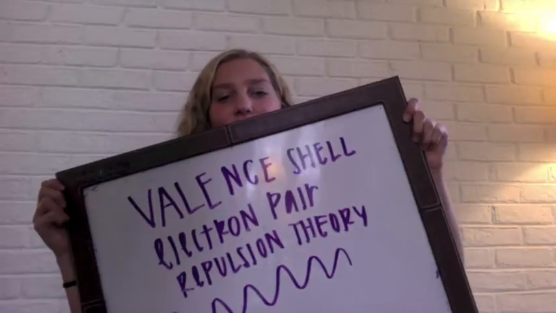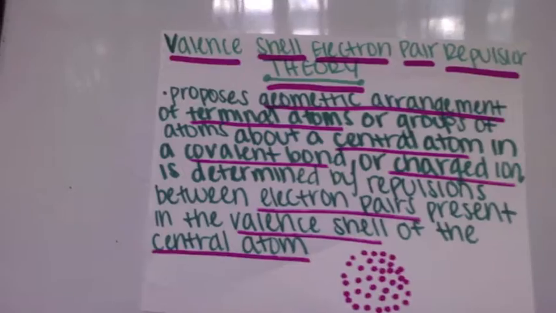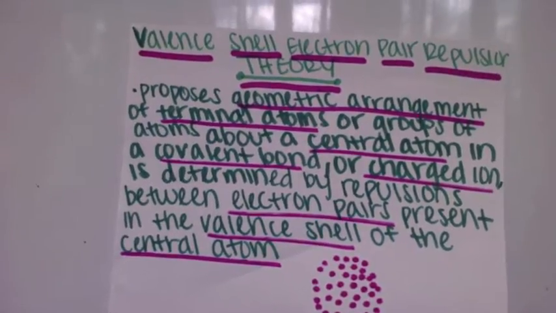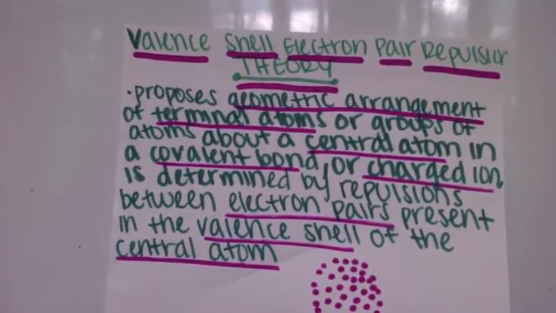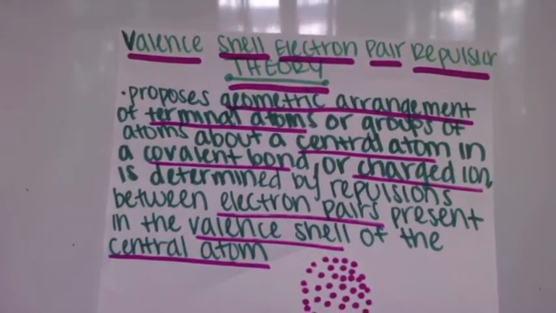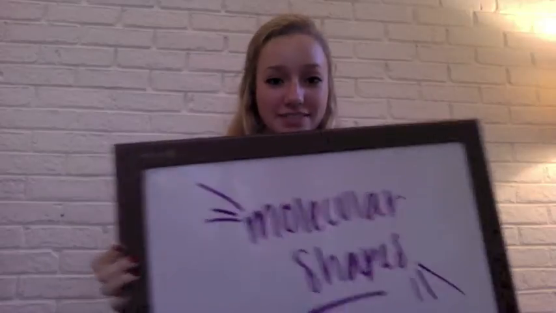Let's talk about the valence shell electron pair repulsion theory. The theory proposes geometric arrangement of terminal atoms or groups of atoms around a central atom in a covalent bond or charged ion. It is determined by repulsions between electron pairs present in the valence shell of the central atom. Now we're going to talk about the different molecular shapes.